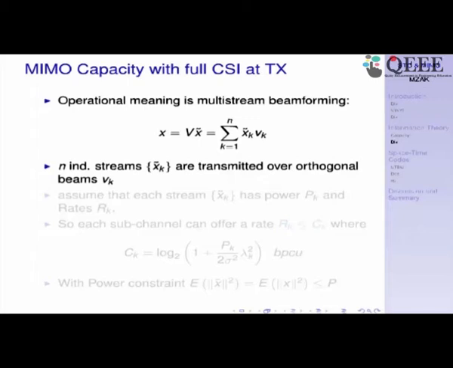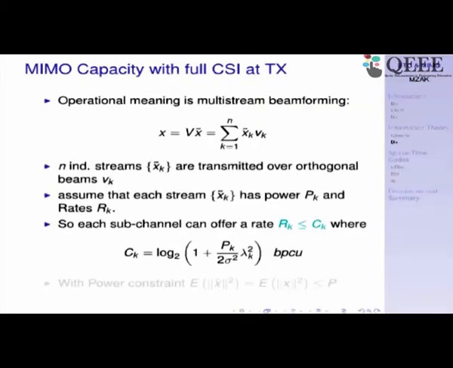Let each stream have a power Pk. So remember that previously we had total power as P. Now I say let us have a power Pk across each stream, and rate Rk. So each channel can offer a rate Rk that is less than Ck, where Ck is the capacity given by this expression.